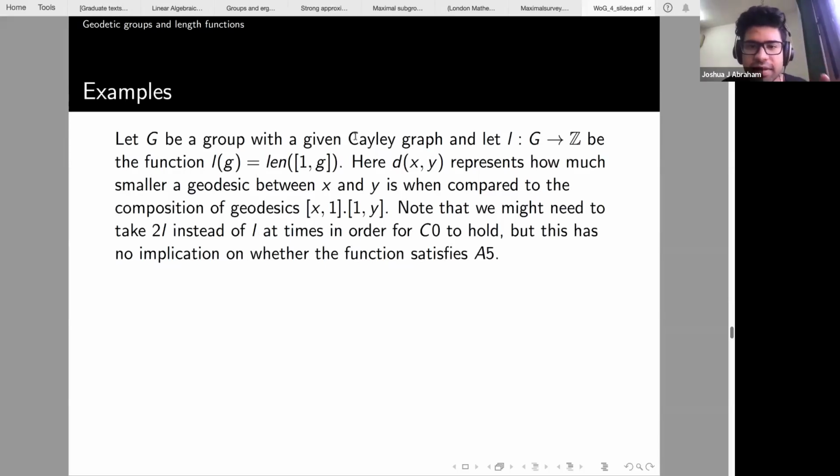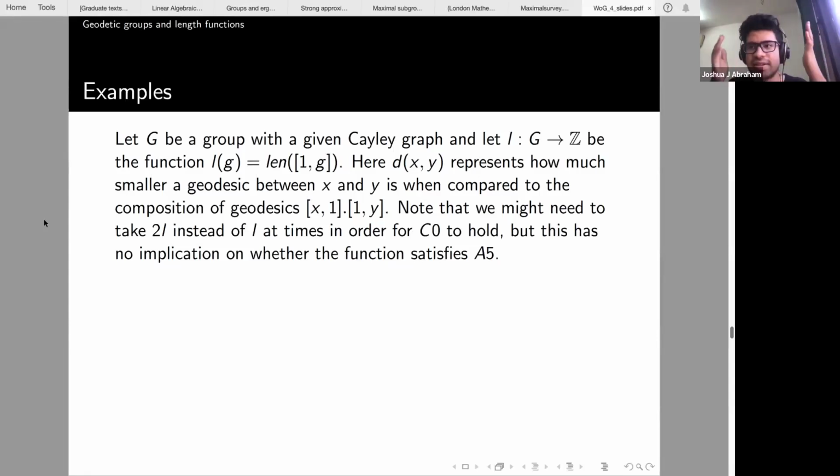So we have a group and we have a fixed Cayley graph, and we just define this function to be the distance of the vertex 1 to the vertex G. So here d of xy tells you how much smaller. So we have a geodesic from 1 to x, a geodesic from 1 to y. So d of xy is essentially how much smaller the geodesic from x to y is as compared to just going from x to 1 and 1 to y. So again, here we might need to take 2 times the length function instead of the length function in order to make sure that C0 holds.